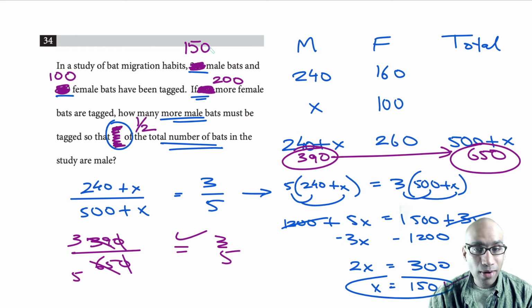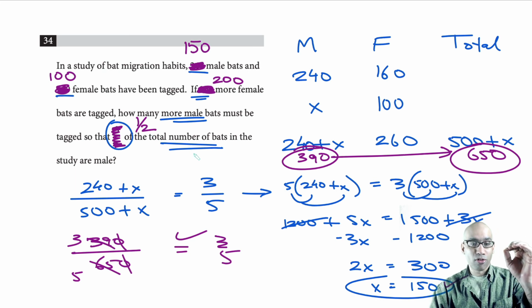Okay, so try this problem where you have originally 150 male and 100 female bats, and 200 more are tagged. And so how many more male bats must be added so that half of the total number of bats are male now.